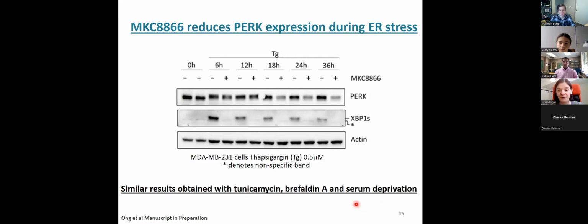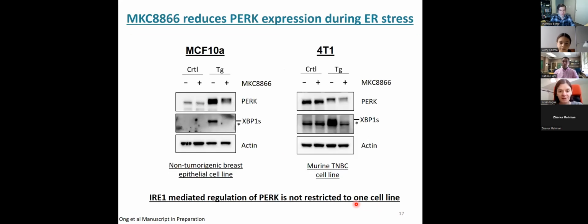And again, we found that when we combined IRE1 inhibitor with our ER stressor at the later time points indicative of chronic UPR activation, we saw this disappearance in PERK protein. So our next question was, well, is this something that occurs in general, or is it just some weird artifact of MDA-MB-231 cells? So to answer this, Gideon took MCF10A cells and 4T1 cells.